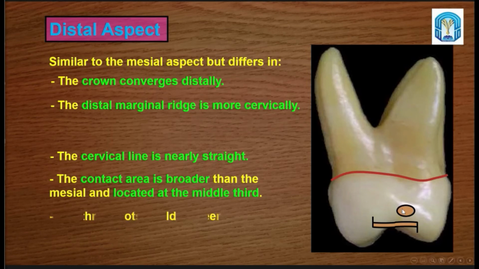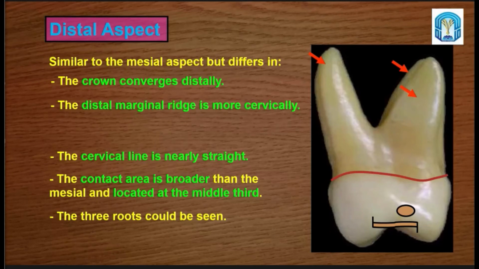The three roots could be seen. All the three roots could be seen. Why? The palatal root is seen here big. The distal root is seen, and behind the distal root, you can see a small part of the mesial root because the mesial root is broader than the distal root. So when you see from the mesial side, the distal root is behind, wholly covered by the mesial root. But when you see from the distal side, the distal root is small, it can be seen, and behind you can see part of the mesial root.